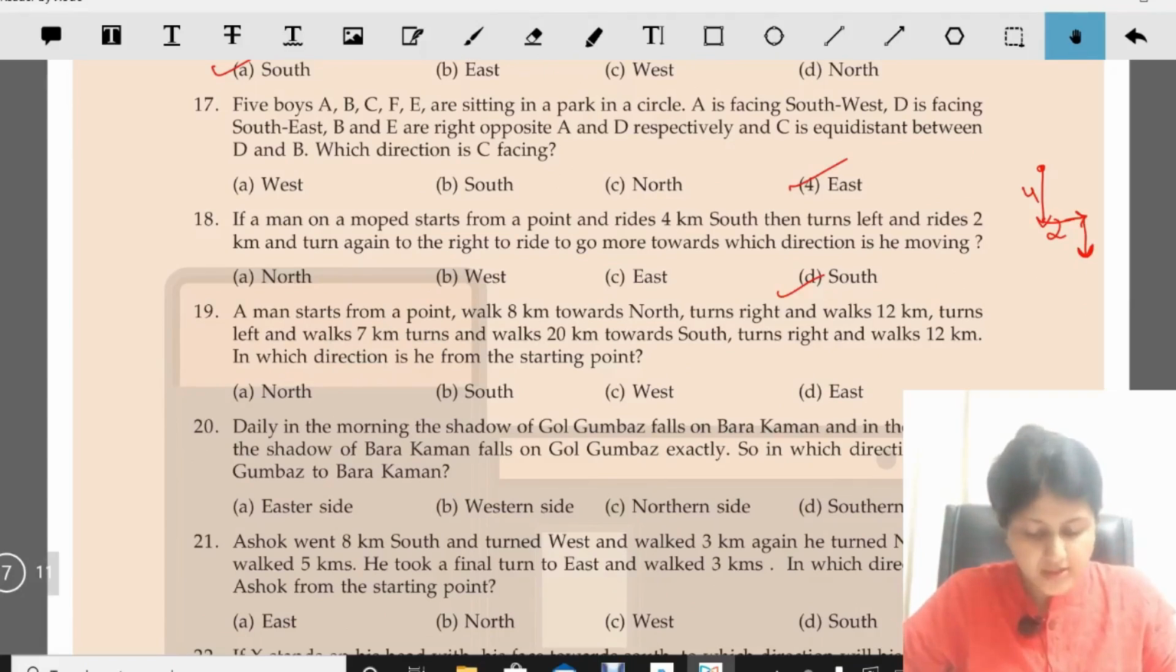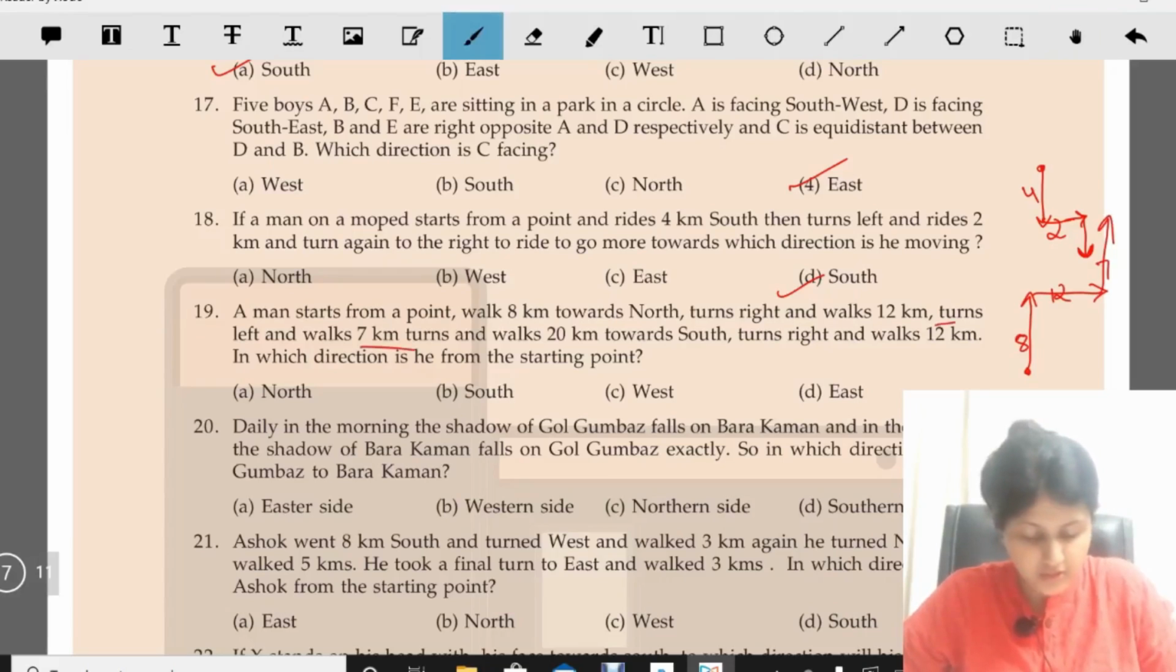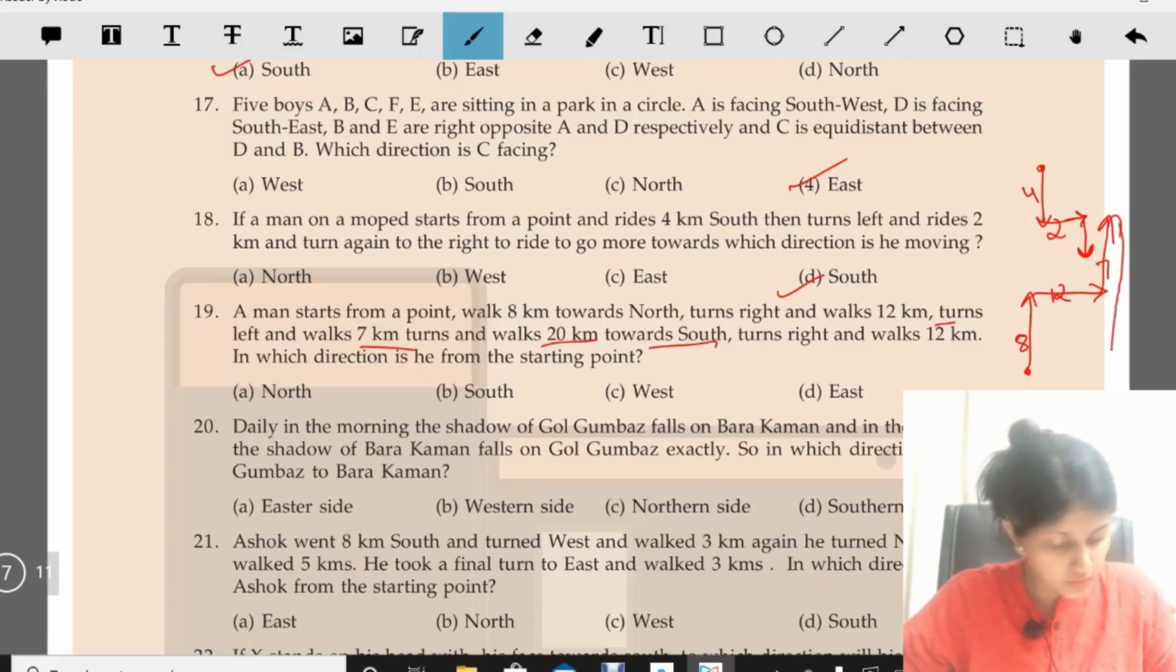Man starts from a point, walks 8 kilometers towards north, turns right and walks 12 kilometers, turns left and walks 7 kilometers, and walks 20 kilometers towards south. Turns left and walks 7 kilometers and 20 kilometers towards south. So south is where? Here. So he's turning and walking south 20 kilometers. Okay. Then turns right and walks 12 kilometers.